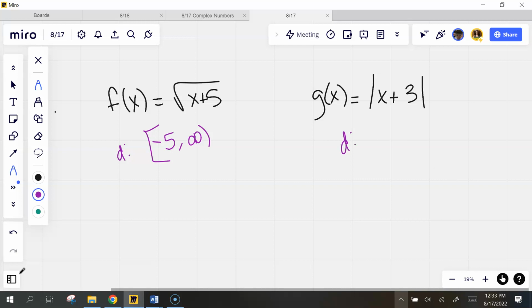Shifted to the right 3. To the left 3. It's still negative infinity to infinity. Okay? The range is what's impacted there. Remember, that's a V that opens up. You should know those because those are your most known parent functions, right? You should at least know what shape these are going to be in.